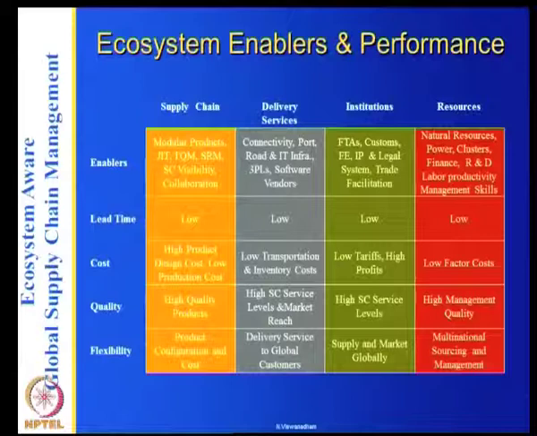Because if you have high connectivity and good delivery services, then your lead time is low, so inventory is low. And low tariffs and high profits come with the institutions you have, and low factor costs. If you have all these good things here, your cost is going to be low. But on the other hand, if your finance is expensive, whatever loans you take, your LC is expensive, then this goes up. And similarly, if your custom duties are high, then this goes up.